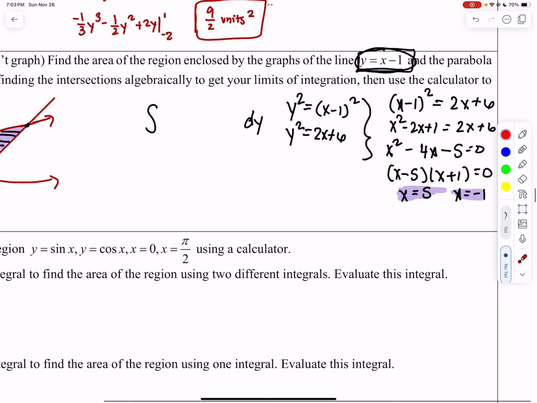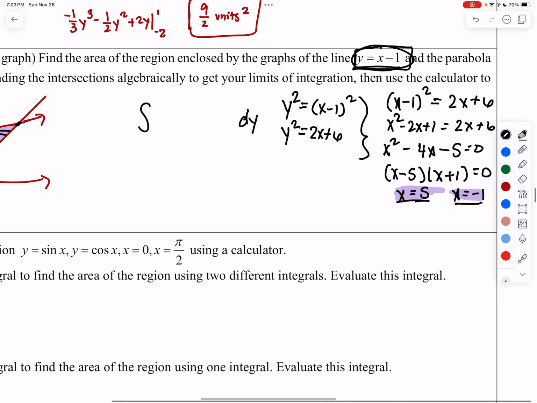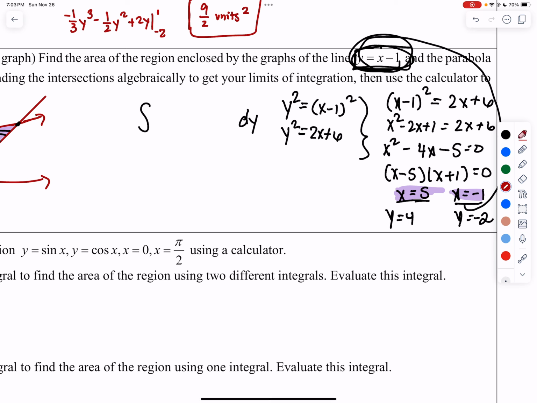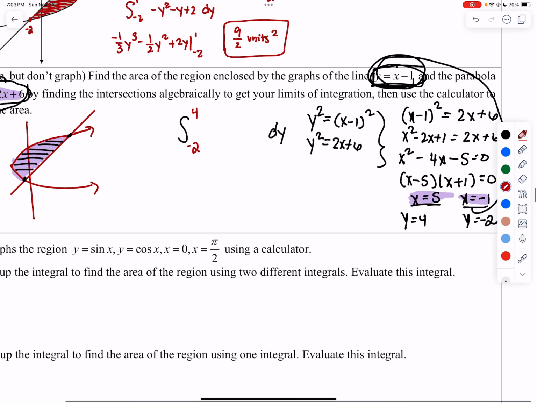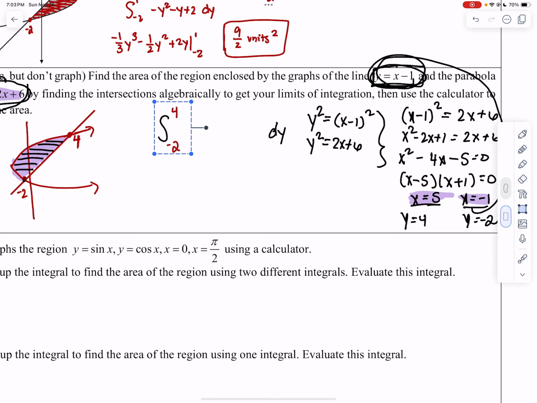Because I'm doing dy, what I have to do is substitute these two back into one of the equations. Obviously, the easier one to do is this one right here, where we have y is equal to x minus 1. So that means that y is equal to 4 and y is equal to negative 2, which means that my bounds are going to be negative 2 to 4. So this is negative 2, and then this is 4 right here. Okay, so that's my first part. So I already have my bounds. That's great. What I need to do is right minus left.